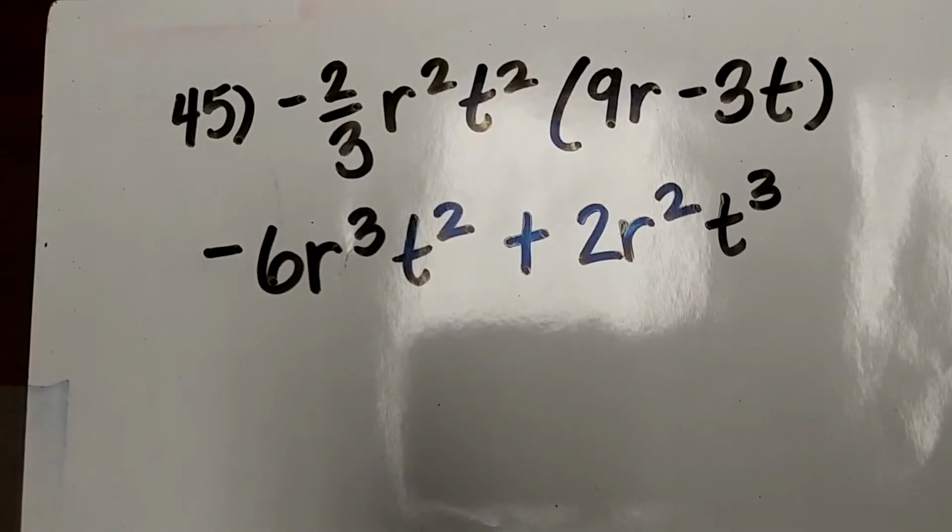When you are multiplying, the variables have to be the same, and then you add those exponents. So make sure that you remember that the bases have to be the same in order to add those exponents.